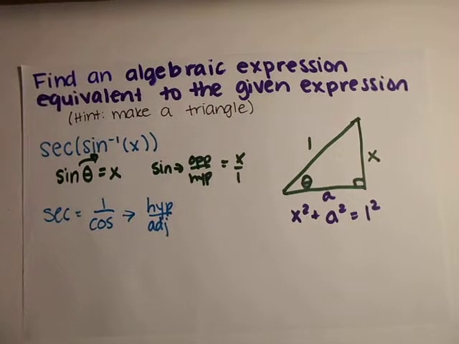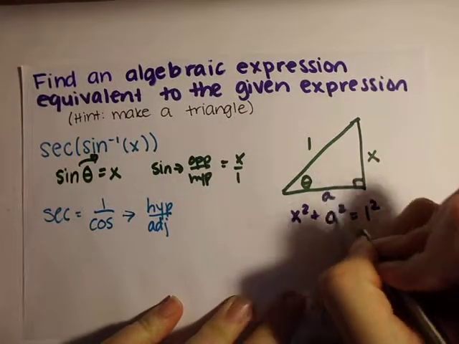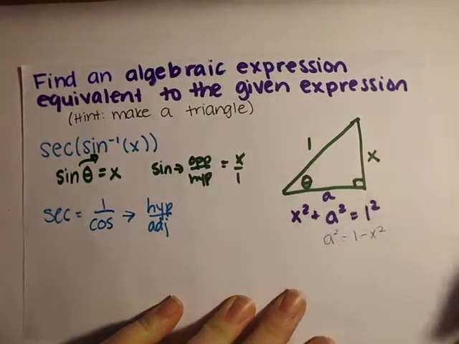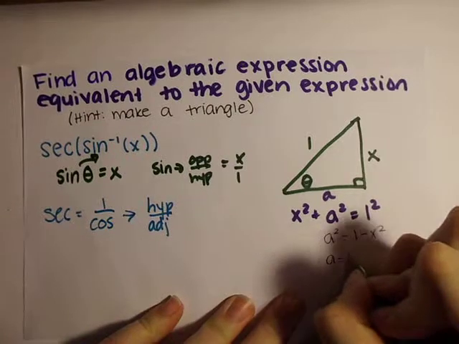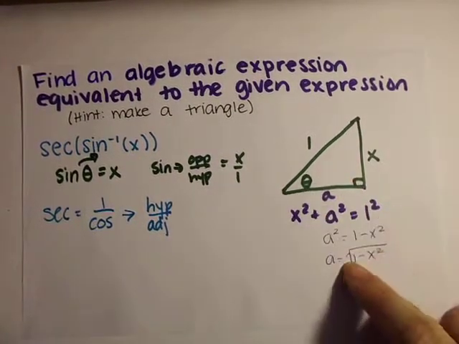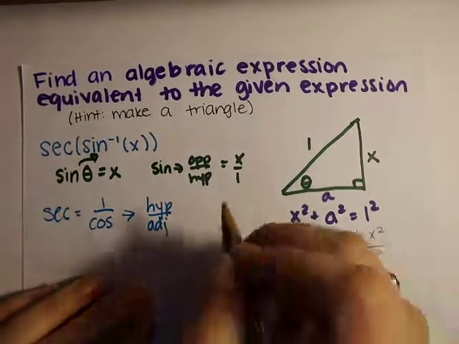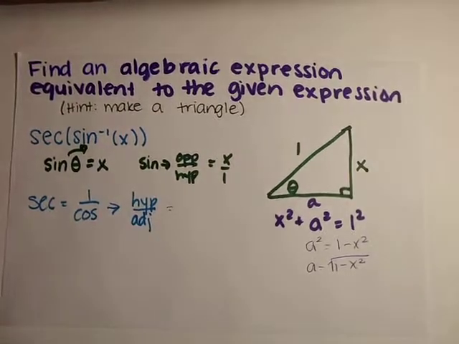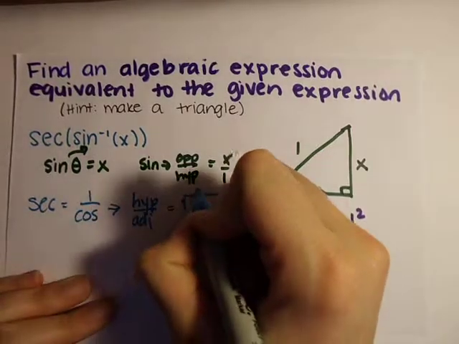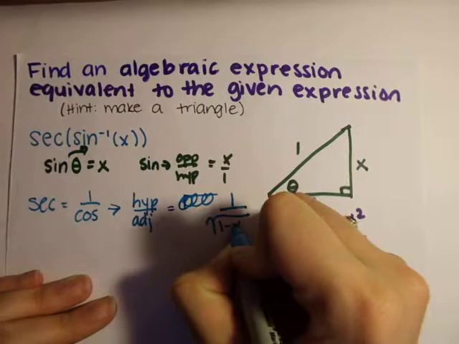Okay, now I'm going to switch to a little bit of pen. I want to solve for a squared, so I can subtract x squared from each side, and I have 1 minus x squared. I can take the square root of both sides, and I get the square root of 1 minus x squared. So my adjacent side is the square root of 1 minus x squared. My hypotenuse is 1, sorry about that, and my adjacent side is the square root of 1 minus x squared.